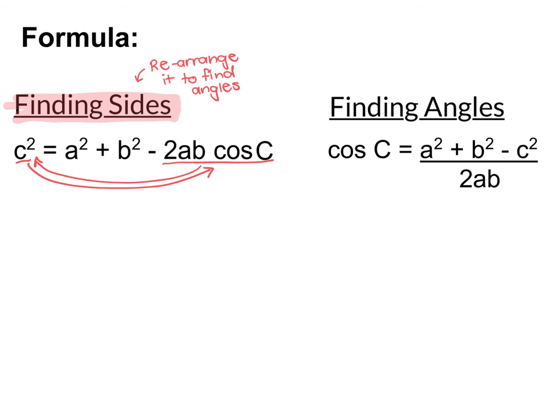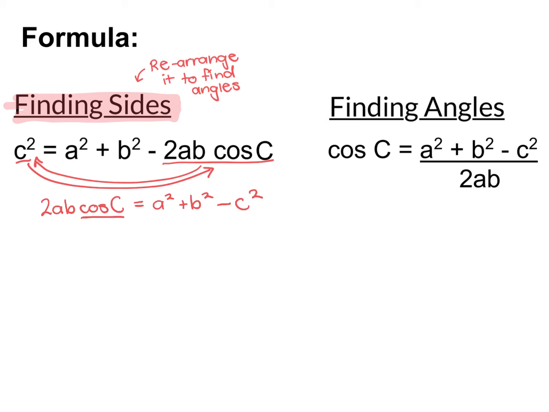Now, because we're moving the negative 2AB cos of C to the left-hand side, it's going to become positive. So positive 2AB times cos of angle C on the left-hand side. And on the right-hand side, you have A squared plus B squared. And when we move the positive C squared, it becomes negative C squared.